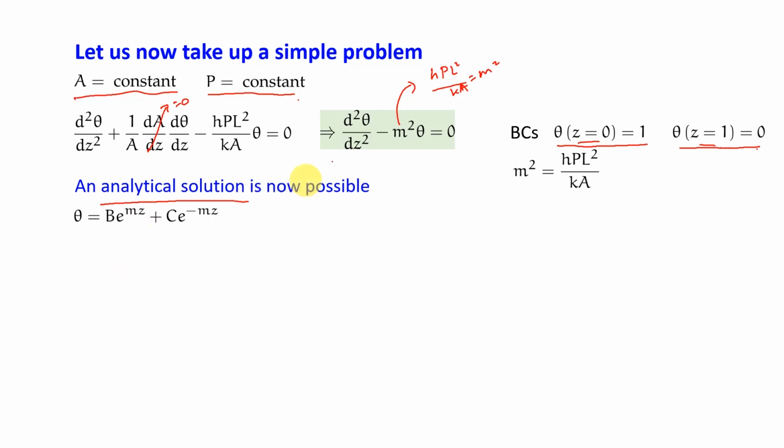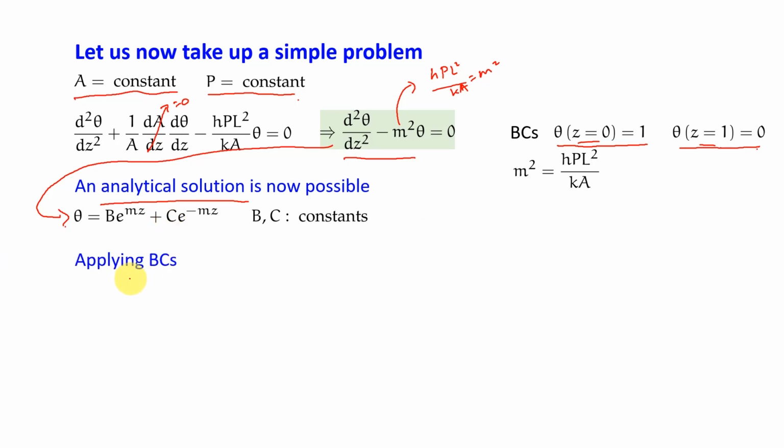If we solve this ODE analytically, I'm skipping the detail here, but if you don't remember it, you can consult any mathematics book. You will see that in general its solution will take this form: theta equals b exponential mz plus c exponential minus mz, where b and c are constants to be evaluated from the boundary conditions. To evaluate b and c, we apply the boundary condition.